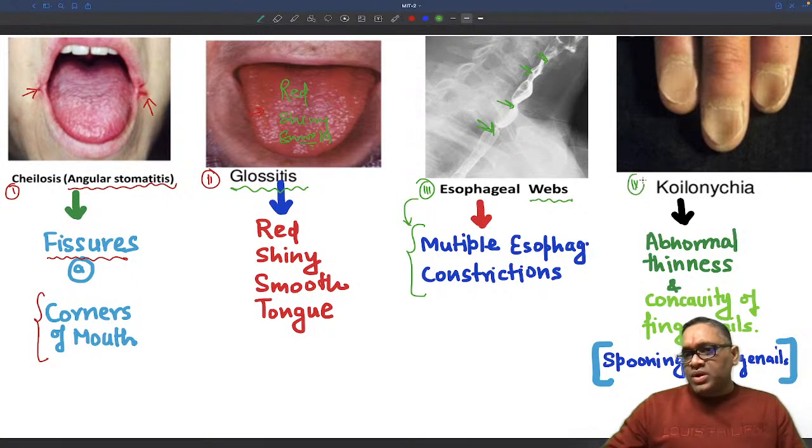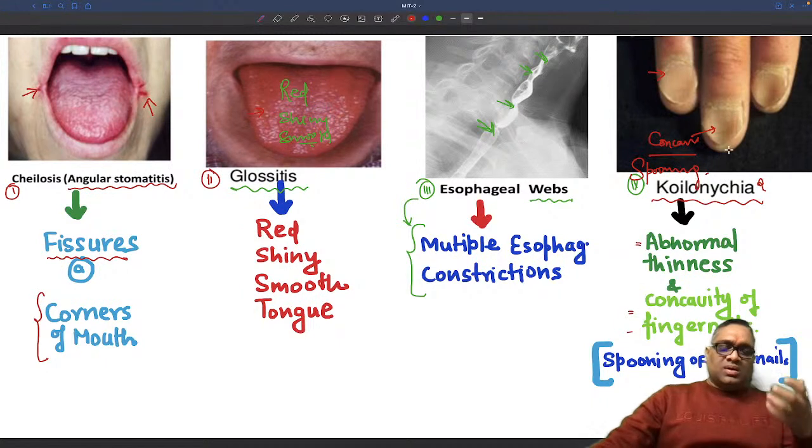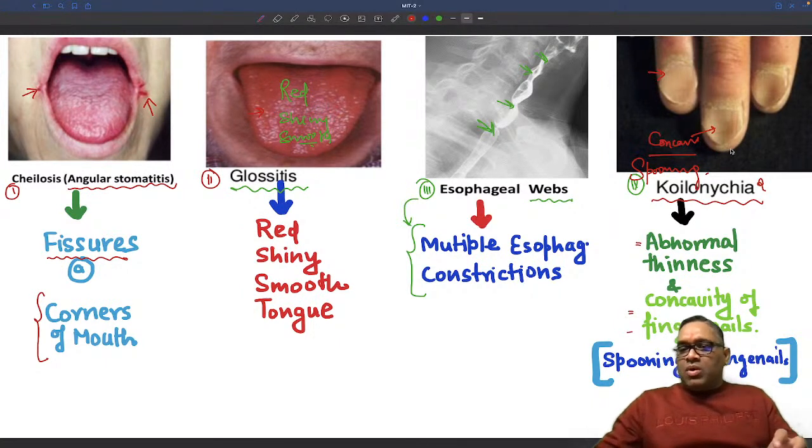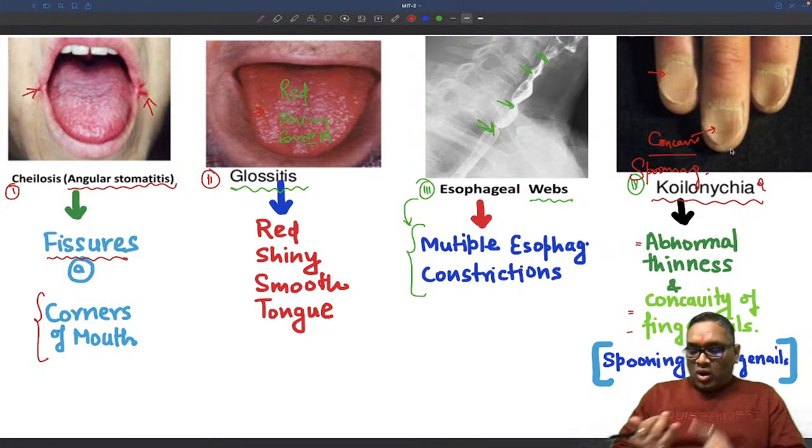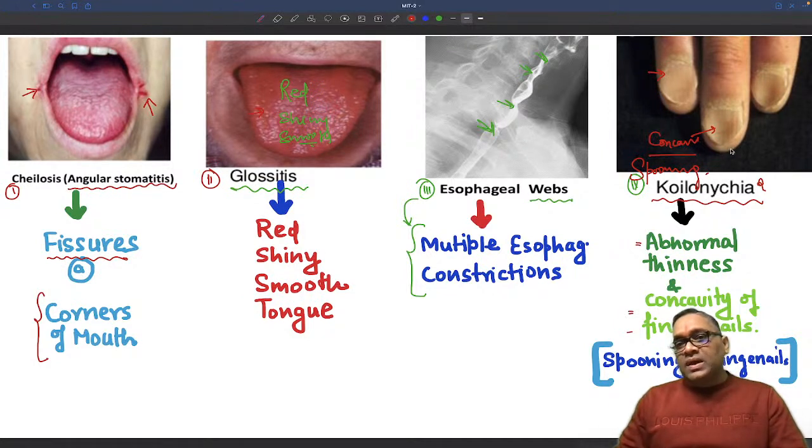And the fourth important point is koilonychia, right? This was the question in your exam. Koilonychia is abnormal thinness with concavity of the fingernail. So now you can see they are abnormally thin and also concave. This concavity is like a spoon shape, right? So whenever you find spooning of the nail, you have to think about iron deficiency anemia, and this is called koilonychia. So abnormally thin, concave, giving a spoon-like appearance of the fingernail. That is a finding of iron deficiency anemia.